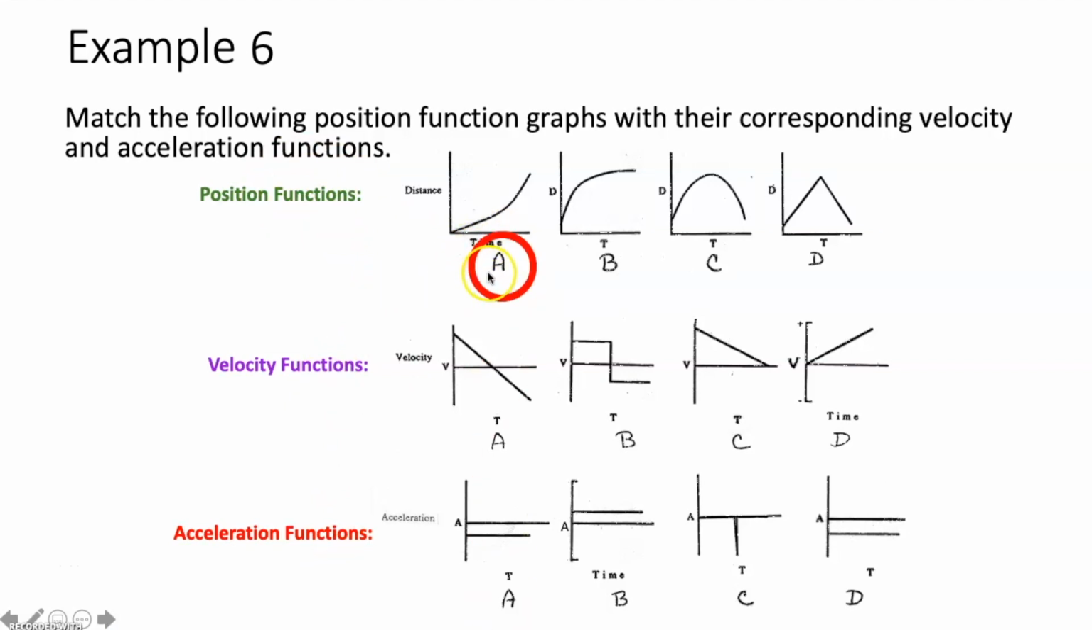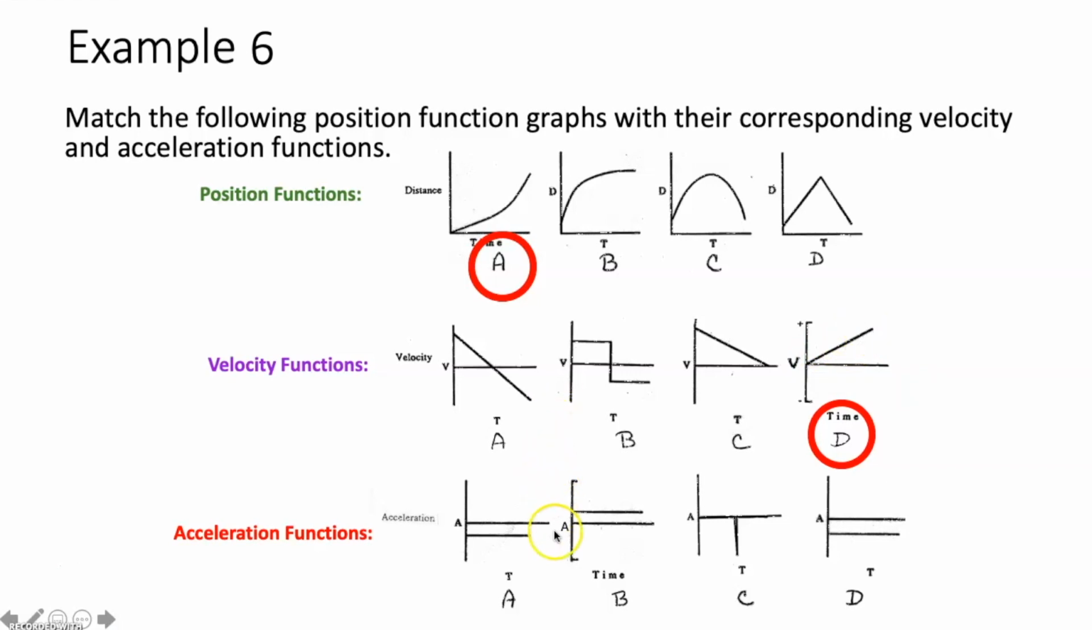Starting with A, we want to match it with its corresponding velocity function. Now remember, the slopes of the tangent lines to the curve of my position function, my original function, correspond to the y values of the graph of the derivative, or in this case, the graph of velocity. So let's look at graph A. The slopes of the tangent line to the curve are positive, and as time increases, these slopes get more and more positive. So we are looking for y values in the graph of our velocity that start off positive and get more and more positive. Well, that would have to be D here. We have y values that start off positive and get more and more positive as time increases.